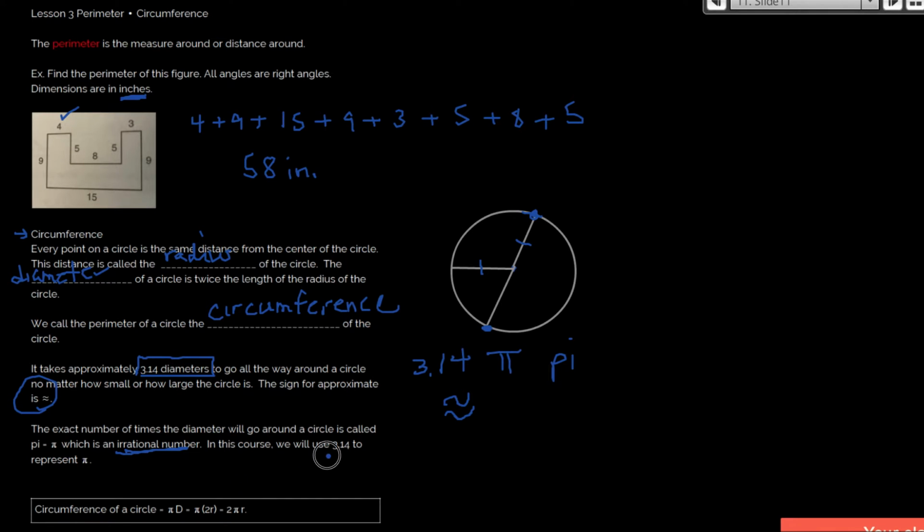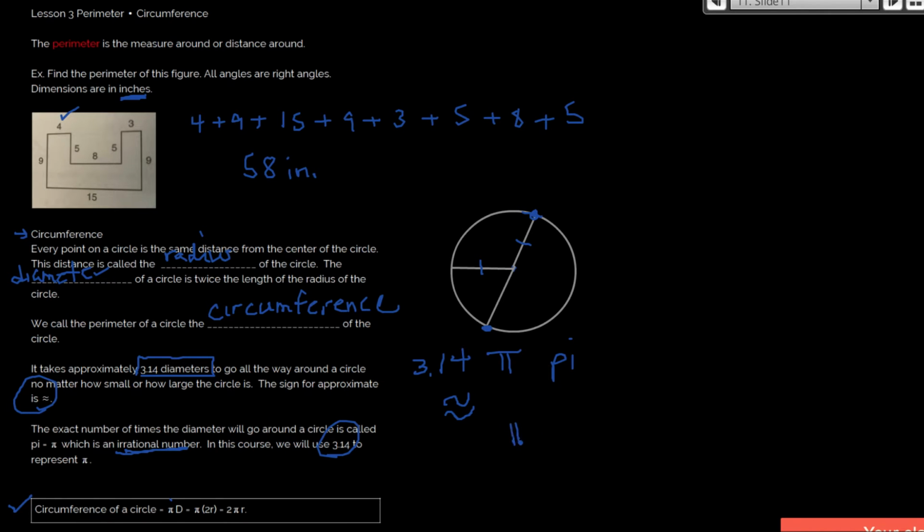In this course, we're going to use 3.14 to represent pi, especially since you're not going to be using your calculators in the beginning. Later, when we use our calculators, you can just push the pi button on your calculator. All right, so back to circumference. To figure out the circumference of a circle, this is the formula right down here.